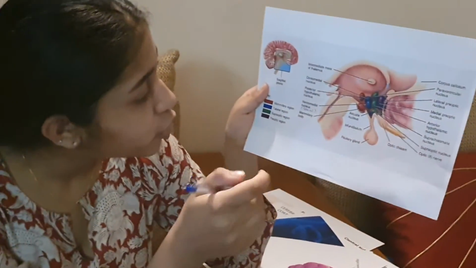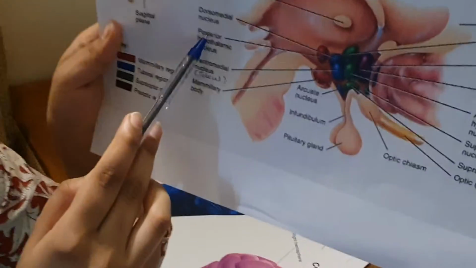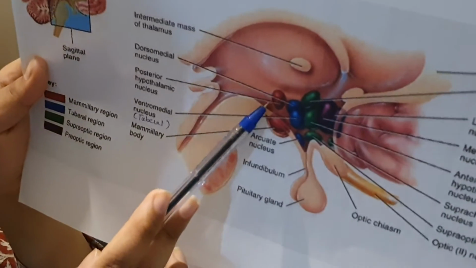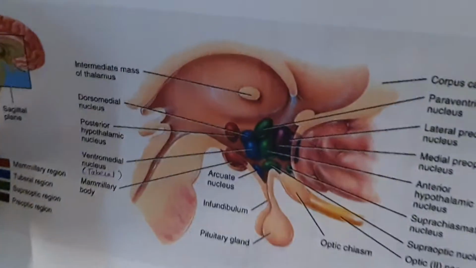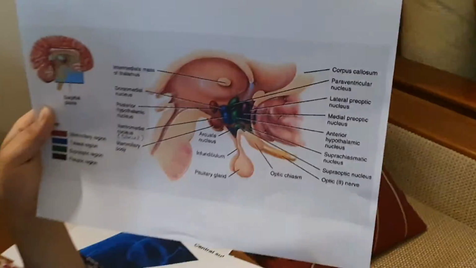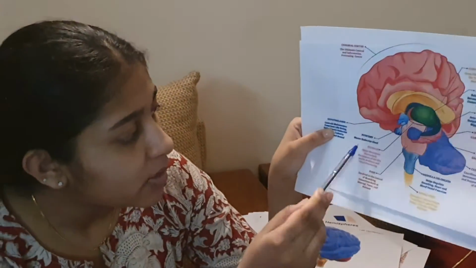The last part I'm going to talk about in the hypothalamic region is the posterior region, which is this red color part. The posterior region nuclei control functions like memory, blood pressure, shivering, energy balance, feeding, sleep arousal and breathing. Next I'm going to talk about the pituitary gland.